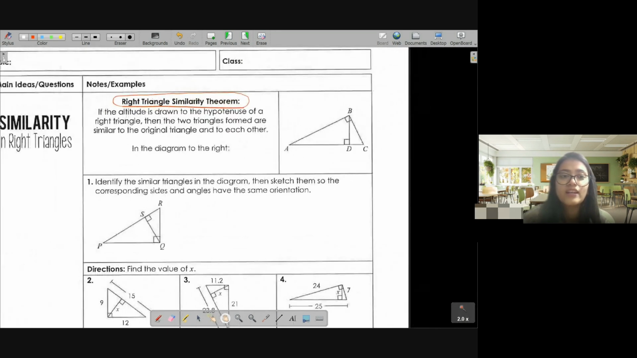In India, we never studied these theorems by name, but if you ask me to prove this theorem, I can prove it. We used to have questions based on it, but we never knew that it has an official name, like the right triangle similarity theorem. I don't know the name, but I know the theorem.